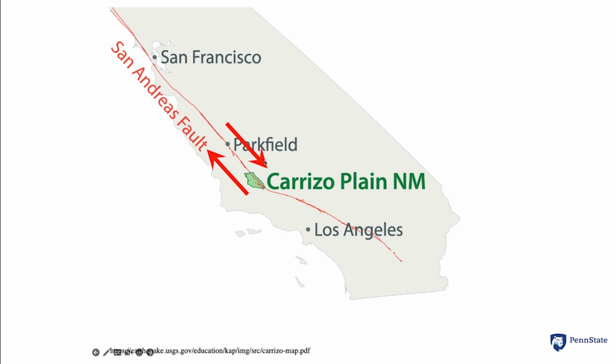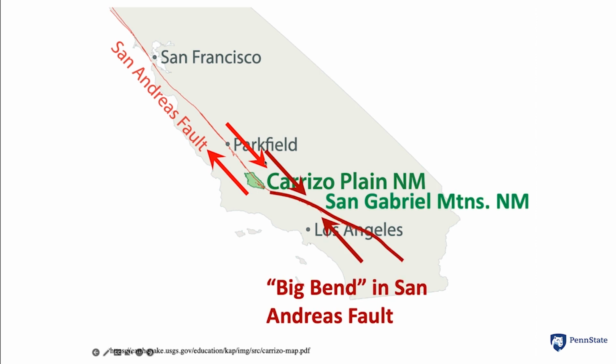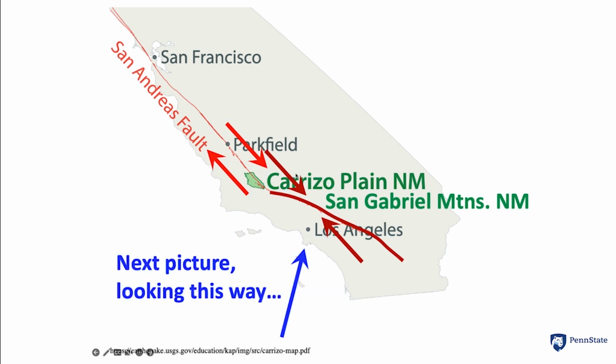But now let's go back to the map and let's go down to the San Gabriel Mountains National Monument and the big bend in the San Andreas Fault. So down here, the fault is not straight, it's bent. And because of the bend, this motion leads to a pushing together across the San Gabriel Mountains at the Big Bend. And so we're going to now see what that does by this next picture looking across Los Angeles towards the mountains in the National Monument.